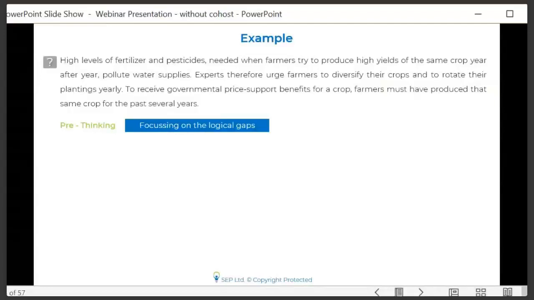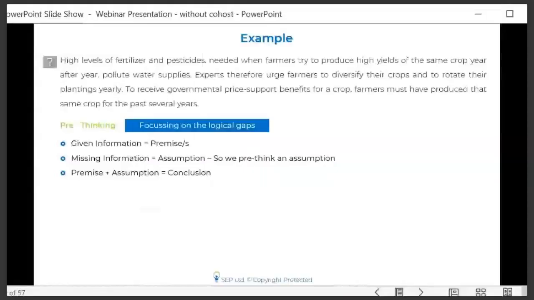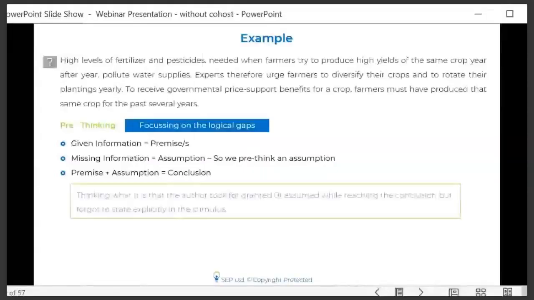All right. So the given information we know is the premise. The missing information is the assumption. So when we are pre-thinking, we are basically thinking about this piece of missing information, and put together, okay, they form the argument. The premise and the assumption put together lead to the conclusion, forming the argument. Thus, if we had to define it, pre-thinking is nothing but thinking what it is that the author took for granted or assumed while reaching the conclusion, but forgot to state or put in print in the stimulus.